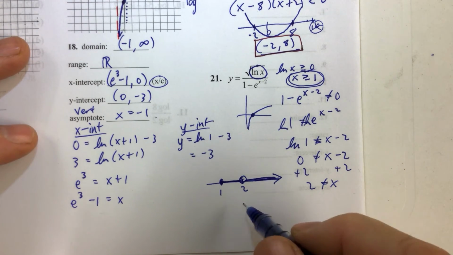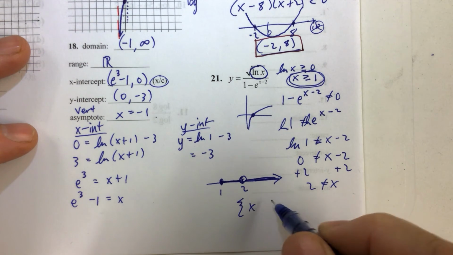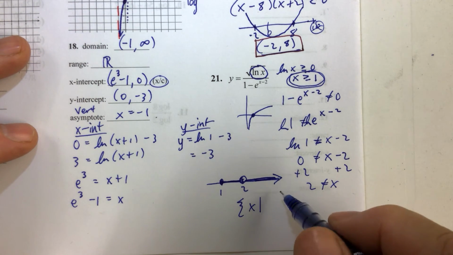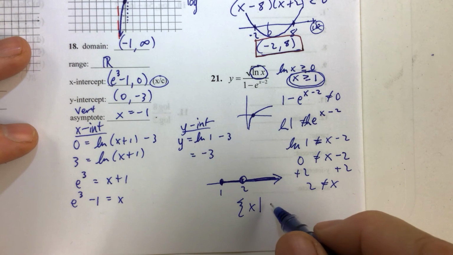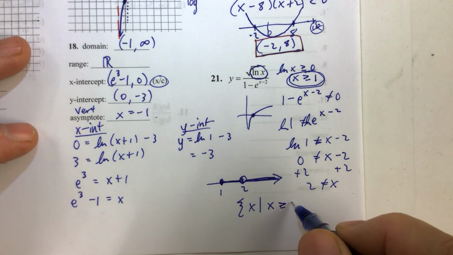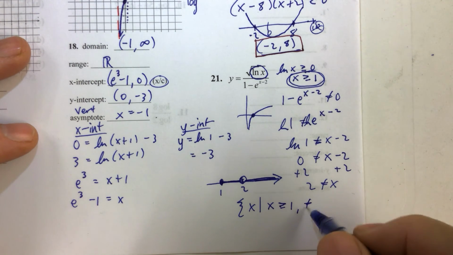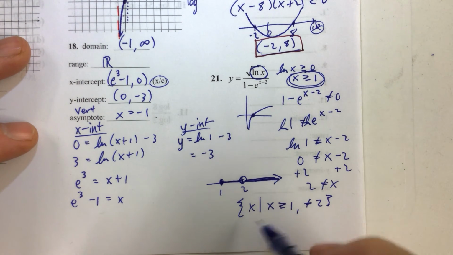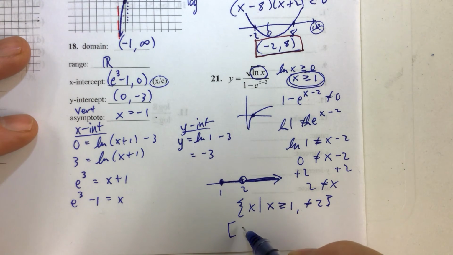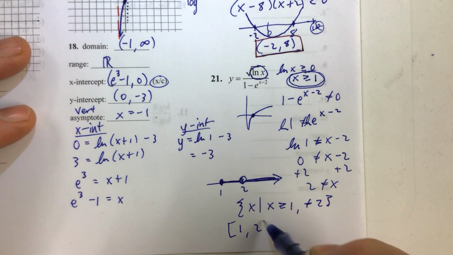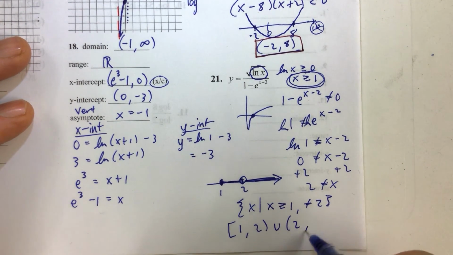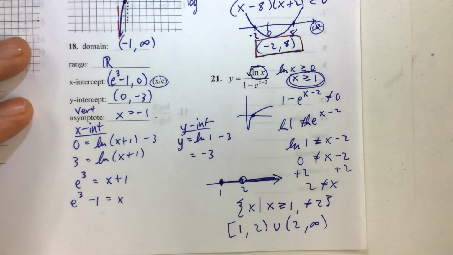So how would we write that? We could write all x such that x is greater than or equal to 1 but not equal to 2. I mean, that's kind of a weird way to write it. It'd be easier to write it using interval notation. So from 1 to 2, and then also from 2 to infinity. That would be the cleanest way to write that.